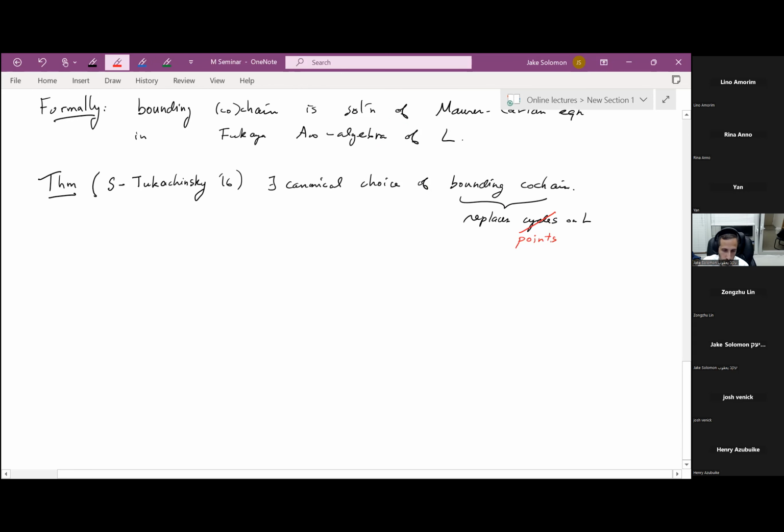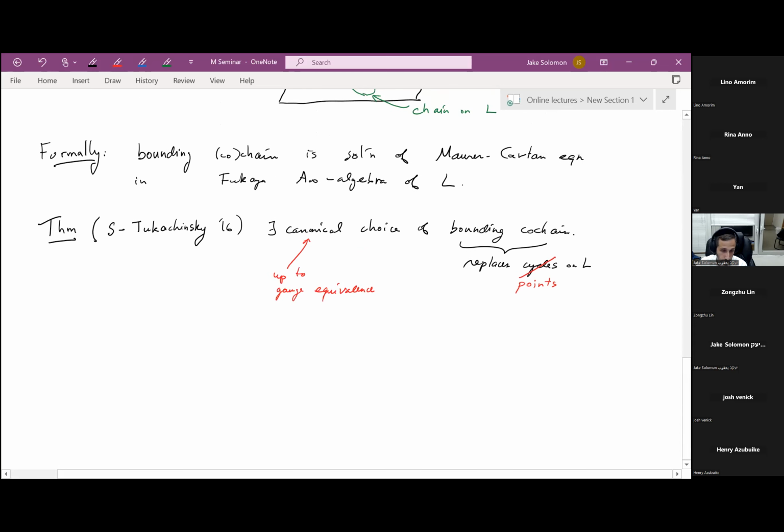What do you mean canonical? I'm always confused when people say canonical. So I should say canonical up to gauge equivalence. Up to gauge equivalence of what? There's a notion of gauge equivalence. You mean for bounding cochains, solutions to the Maurer-Cartan equation? Exactly. Okay, all right, I see.